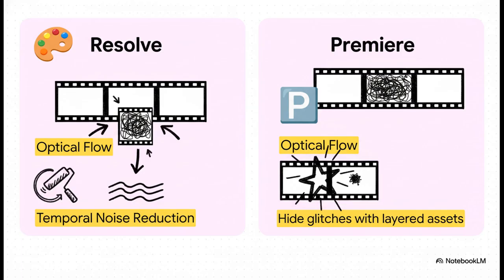It's pretty amazing. But you can also think outside the box. In Resolve, you can sometimes use temporal noise reduction to smooth out that flicker. And in Premiere, hey, sometimes the easiest solution is the best one. Just cover up the glitch with a lens flare or some other graphic. No one will ever know.